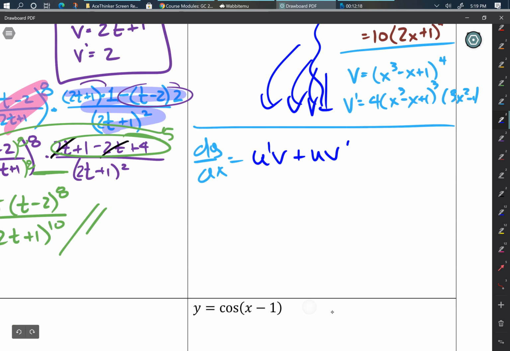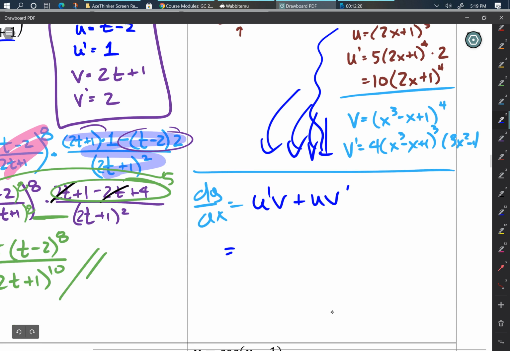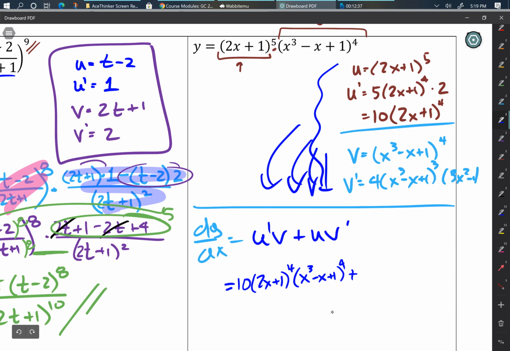Okay, so what's that going to give me? u prime is 10 times (2x plus 1) to the 4th times (x cubed minus x plus 1) to the 4th, plus u v prime. Well, u was (2x plus 1) to the 5th times v prime, which is going to be a 4, and an (x cubed minus x plus 1) cubed, and a (3x squared minus 1).